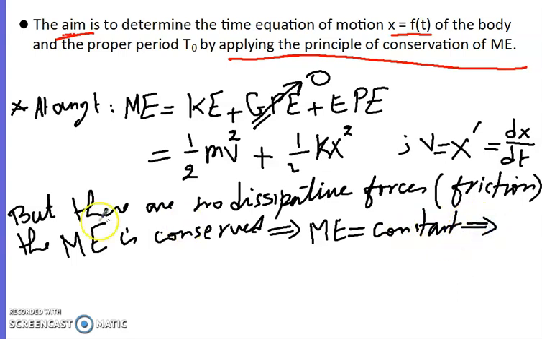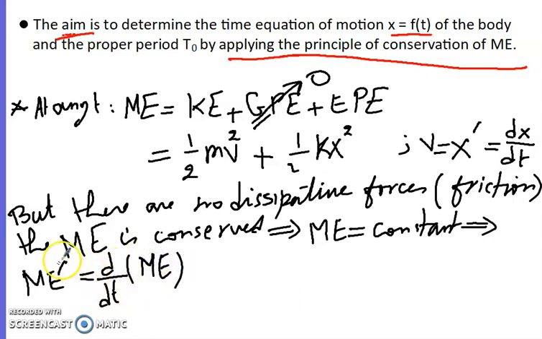If the mechanical energy is constant, we take the time derivative. That's why I write d over dt of the mechanical energy. Be careful here. d over dt means prime, derivative with respect to time. And since the mechanical energy is constant, the derivative is 0.